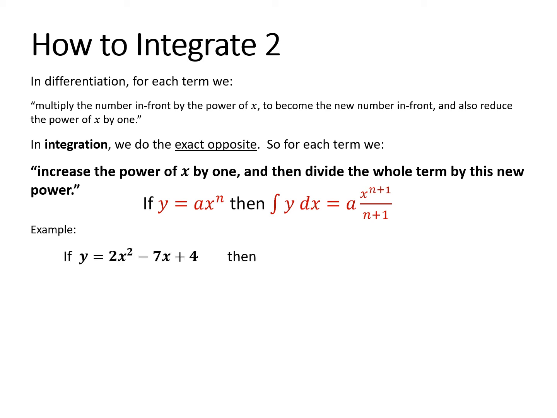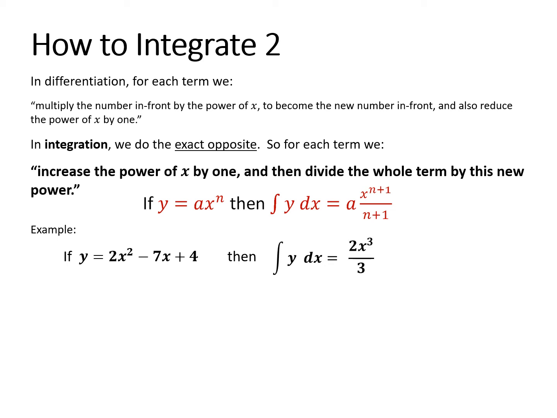So let's do an example. Here is y equals 2x squared minus 7x plus 4. So we're going to basically write integral of y dx equals, that means we're finding the area equation. And then we look at the first term. Now the first term is 2x squared, so we need to increase the power of x, so it becomes 2x cubed. And then we've got to divide all of it by this new power, which is 3. So it's going to become 2x cubed over 3.